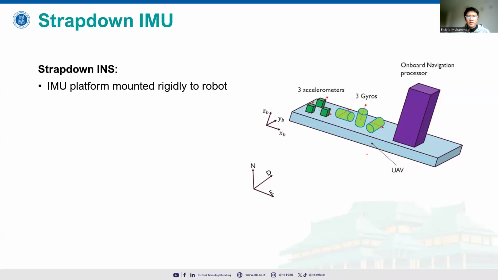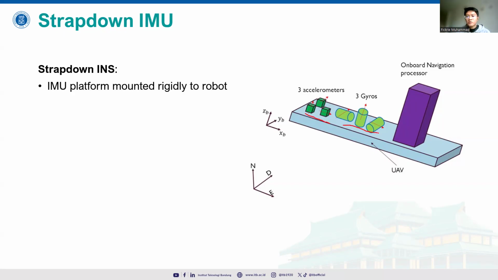The second one is the strapdown INS, which is the most common and is found globally in our systems. For example, in our handheld systems, in our mobile phone, it's strapdown because it's mounted inside the motherboard. For example, all the gyros and the accelerometers seen here.